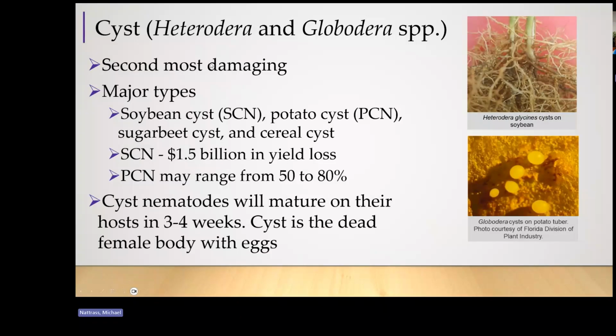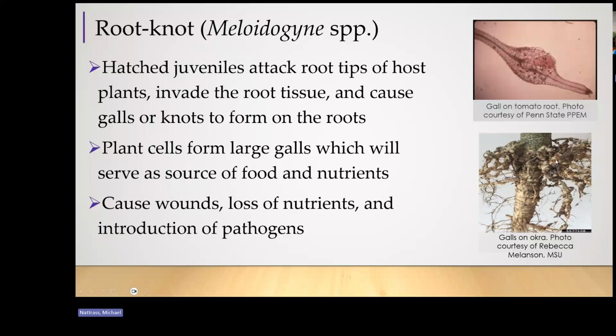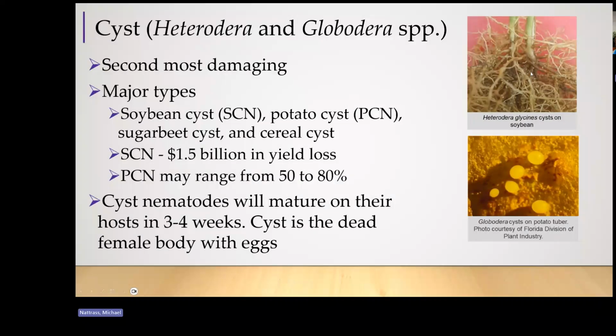Next, we have cyst nematodes. And so different from our galls, we're going to have these little knots, like these little cysts that are on the root. Much different from the galls, right? Like this is a large structure, relatively large, considering it's a root, compared to these little cysts, these little sort of pustules that aren't supposed to be there.